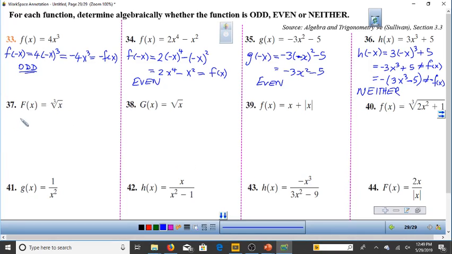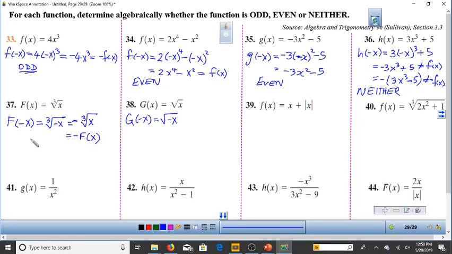For number 37, well, let's skip that. We did one that's similar earlier, so I'll leave you to do that one. Number 38, I replace my x with negative x, and I get the square root of negative x. Now, I cannot factor a negative out of a square root like I could with a cube root, as I could with number 37. With number 37, I could have taken out the negative because it's an odd index, but with an even index, we could not do that.